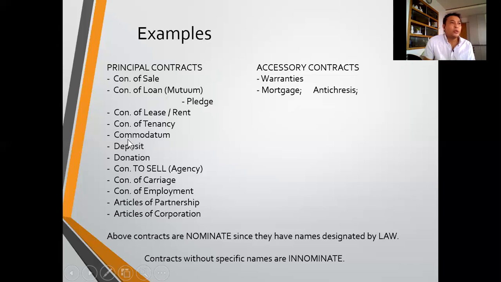Other examples of contracts are contract of lease or rent or contract of tenancy. So these are usufruct. So the contract of lease, you are given the right to use the property. Contract of tenancy, the person is given the right to plant in the property with the arrangement that the landowner will also be given a share after harvesting the crops which are planted by the tenant. It's a contract of tenancy.